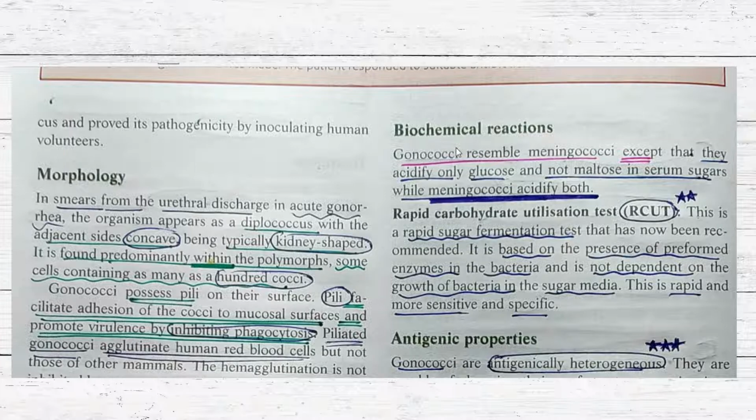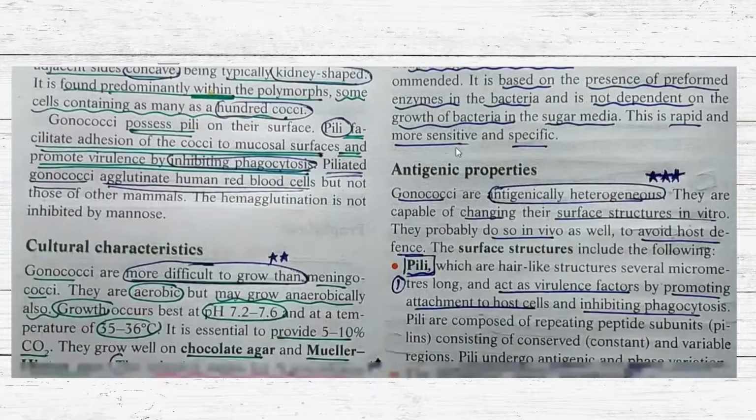Then we'll come to a test called the rapid carbohydrate utilization test, which is RCUT. It's a rapid sugar fermentation test. It is mainly based on the enzymes which are pre-formed in the bacteria. It's not going to depend on the growth of the bacteria in the sugar media. So that's why it becomes more sensitive and more specific also.